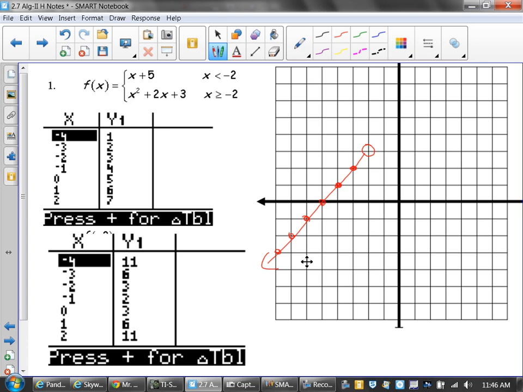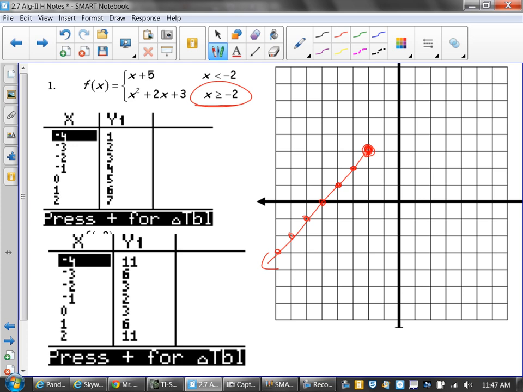So I'm looking at my domain, and my domain has to be specific at x is greater than or equal to -2. So do I care about what's happening at -4 for x? I don't care about anything until I get to -2. And what's the ordered pair at -2? -2 and 3. Now, we have a bit of a predicament. You can't really draw that straight.